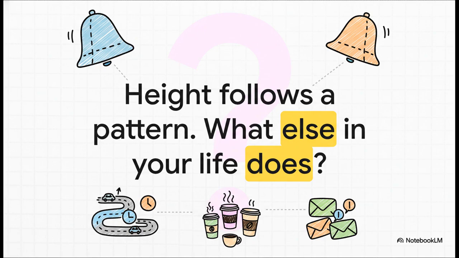So we've seen how something like height follows this beautiful, predictable pattern. But what about other things in your life? Your commute time to work, the amount of coffee you drink every day, the number of emails that hit your inbox? The very same principles we used here can unlock patterns all around you. So I'll just leave you with that to think about.